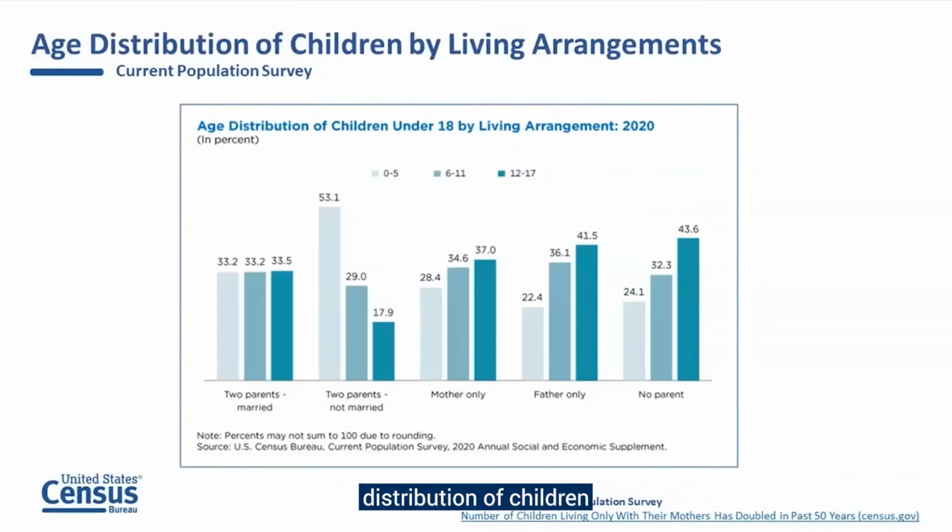This chart shows the age distribution of children by living arrangement. The age profile of children residing in specific living arrangements varies. For example, the share of children 0 to 5, 6 to 11, and 12 to 17 living with two married parents did not differ significantly in 2020. However, more than half of children living with two unmarried parents were between the ages of 0 and 5. Children living with one parent or no parent were older, more often ages 12 to 17 than 0 to 5 years. And as a side note, those not living with a parent often lived with a grandparent or another relative.